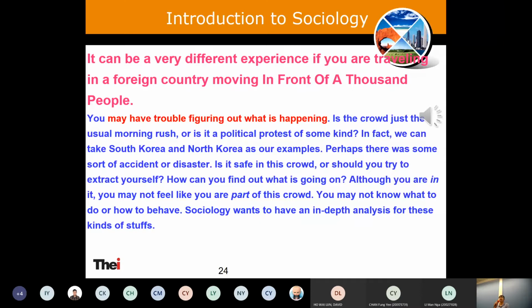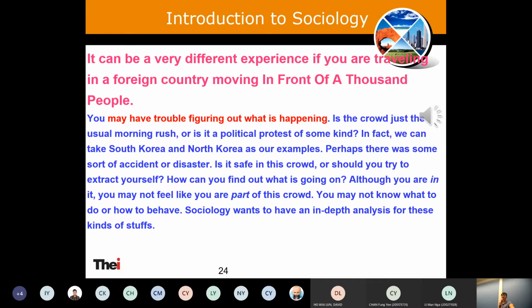And okay, I have to move on. It can be a very different experience if you are traveling in a foreign country, moving in front of 1,000 people, okay? Imagine that. You may have trouble figuring out what is happening, okay? Is the crowd just the usual morning rush, or is it a political protest demonstration of some kind? In fact, we can take South Korea and North Korea as our example.